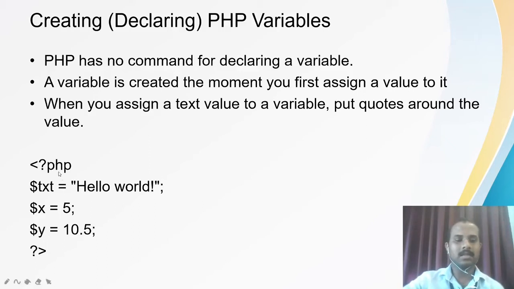See this example here, I have the PHP code here. $txt is equal to "Hello world". As soon as I assign the value Hello world to $txt, that time the PHP variable is created. In PHP, we do not have data types similar to C, where you have to mention the data type followed by the variable name. We are not going to do that here.